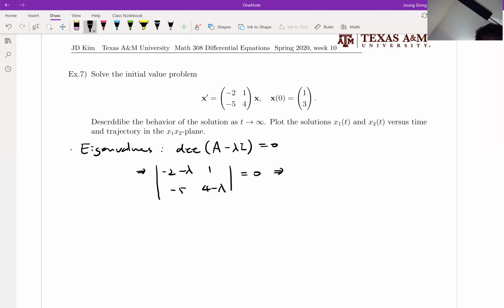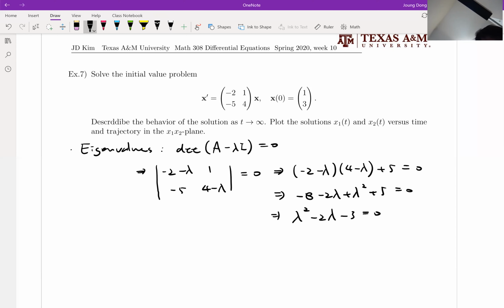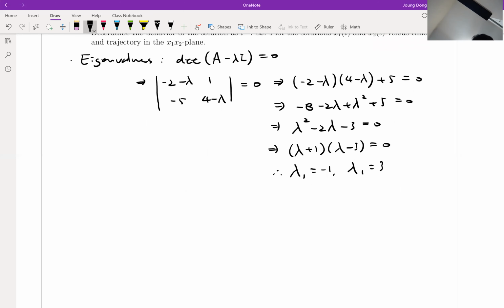Then the determinant of this 2 by 2 matrix is minus lambda times 4 minus lambda plus 5 equals 0. Distribution: negative 8, and negative 4 and plus 2, negative 2 lambda squared plus 5 equals 0. In order, lambda squared minus 2 lambda minus 3 equals 0. What an easy factoring, right? Lambda plus 1 and lambda minus 3 equals 0. Then I have two different eigenvalues. Is that clear?